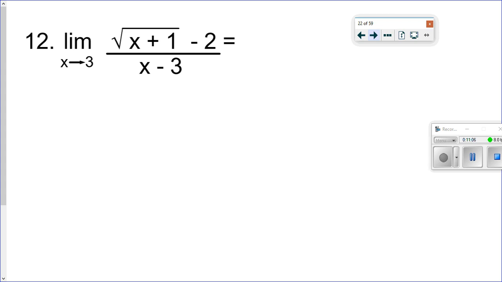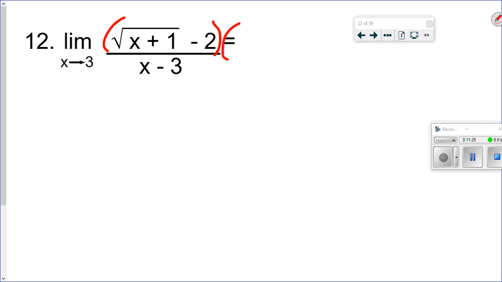All right, next problem. We're going to evaluate this one as x approaches 3. I would recommend that you take a couple minutes, you pause this one, and you try it on your own. All right, you should have paused me. I'm going to go ahead and go over this one.